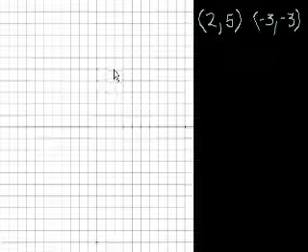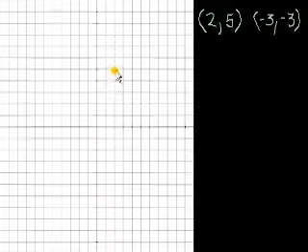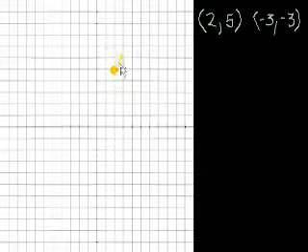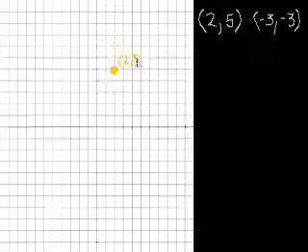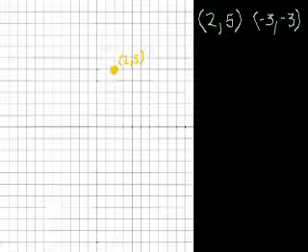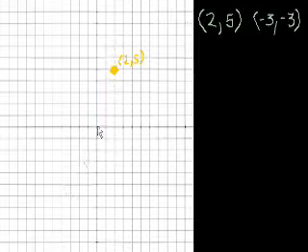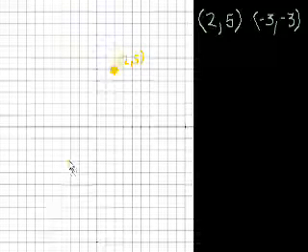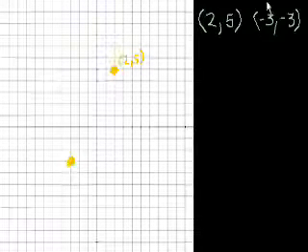Well, first let's just graph those 2 points. I'm going to graph them in yellow. So (2, 5). Let's see, that's 1, 2, 1, 2, 3, 4, 5. So (2, 5) is going to be right over there. Okay. And then let me graph (-3, -3). So it's 1, 2, 3, 1, 2, 3. So (-3, -3) is right over there.